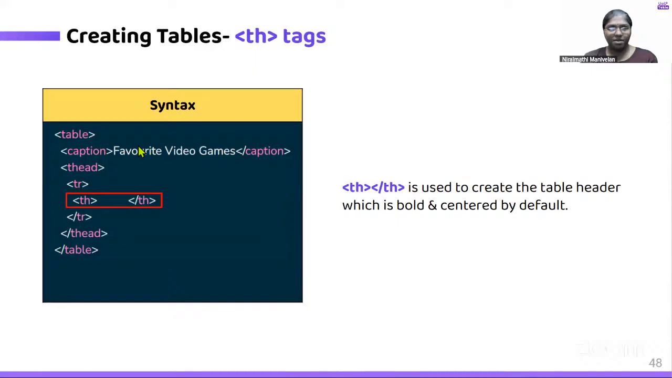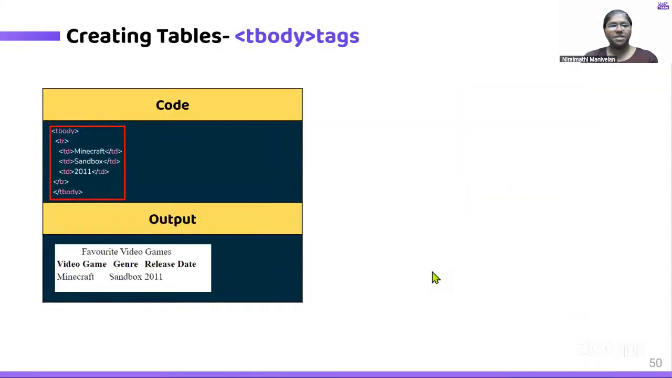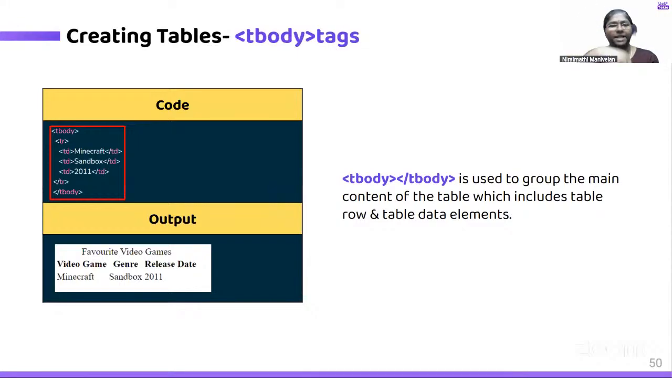So we have table, caption, thead. Inside thead we have the row, and inside the row we will be creating the table headings. So this is the output we will create. Then tbody. Inside the tbody, again we have a TR tag, that is table row. TD is table data. So the data that we will be adding comes inside the tbody. So let's go ahead and create it. Let's come back.